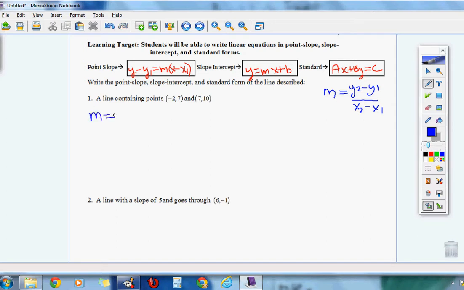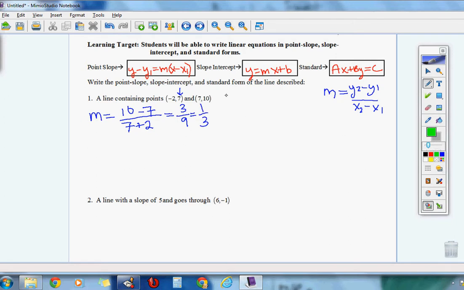So the slope is equal to y2, 10, minus y1, which would be 7. And then when we do the bottom, x2, 7, minus a negative 2, which would be plus 2. So this is coming out to 3 over 9, which we know reduces to 1/3. Okay, so we're going to practice all forms here. I'm going to have to write a little bit smaller if I'm going to do this.